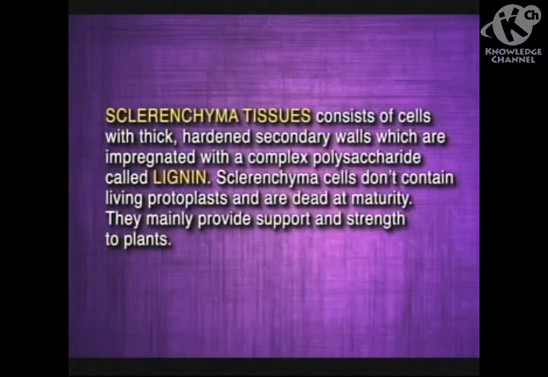Sclerenchyma tissues consist of cells with thick, hardened secondary walls which are impregnated with a complex polysaccharide called lignin. Sclerenchyma cells don't contain living protoplasts and are dead at maturity. They mainly provide support and strength to plant parts.